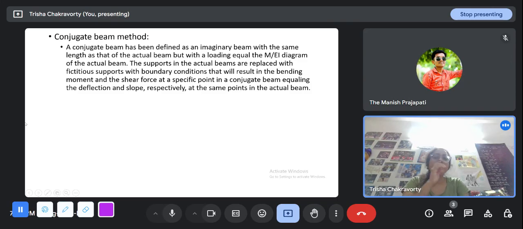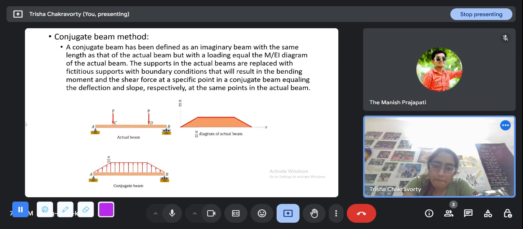A conjugate beam has been defined as an imaginary beam with the same length as that of the actual beam, but with a loading equal to the M by EI diagram of the actual beam. The supports in the actual beam are replaced with fictitious supports with boundary conditions that will result in the bending moment and the shear force at a specific point in the conjugate beam equaling the deflection and slope respectively at the same point in the actual beam.